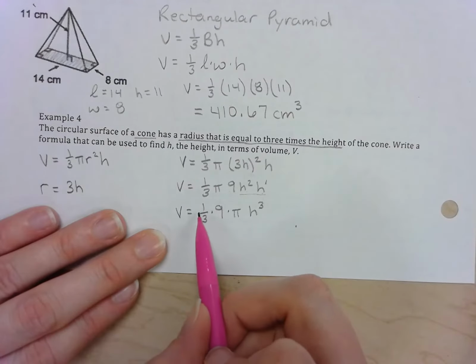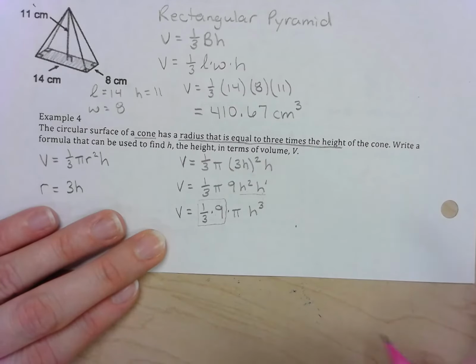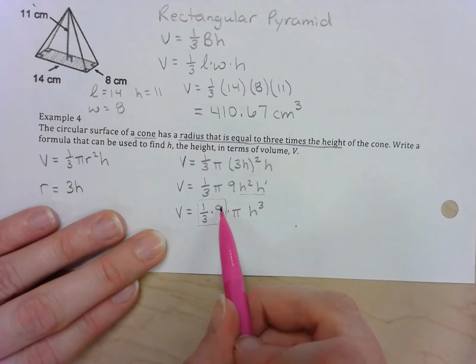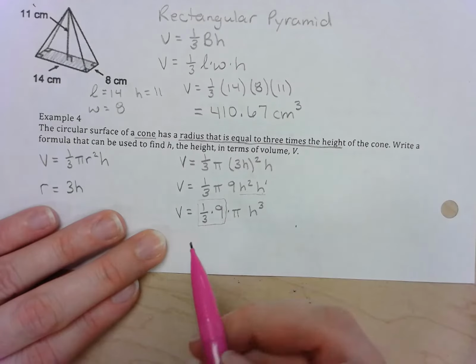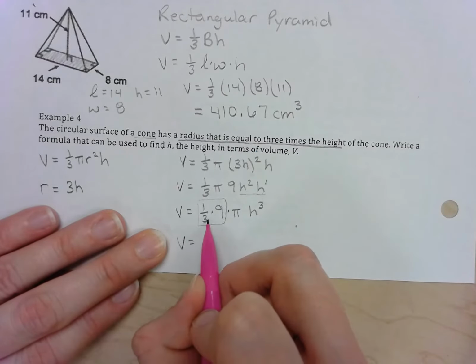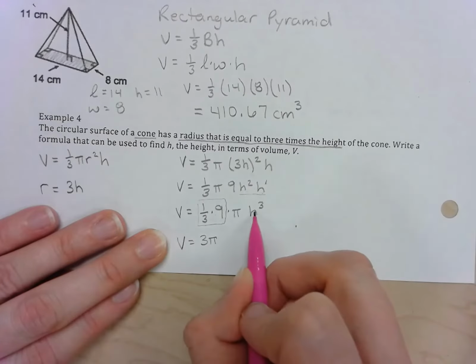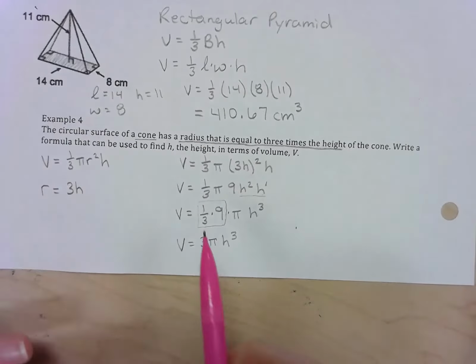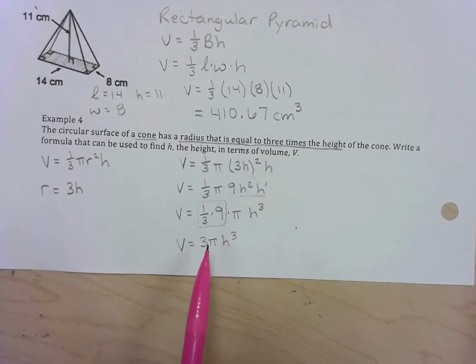So let's deal with this part, this 1/3 times 9. You could also think about that as 9 over 1. So 1 times 9 and 3 times 1. So it's really just 9 divided by 3. So that really simplifies to be 3 pi, and we have our h to the third. So it really started off as a big scary problem, and we've slowly simplified down, and it's looking a little bit better.